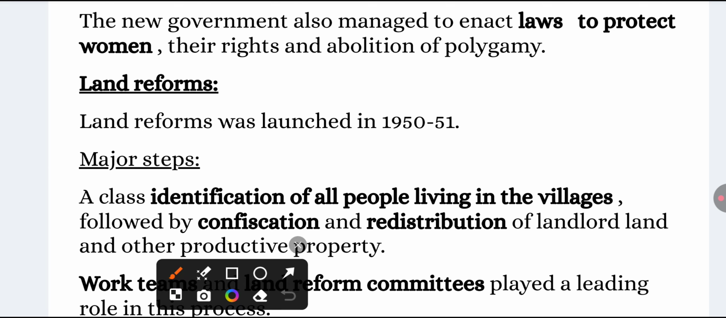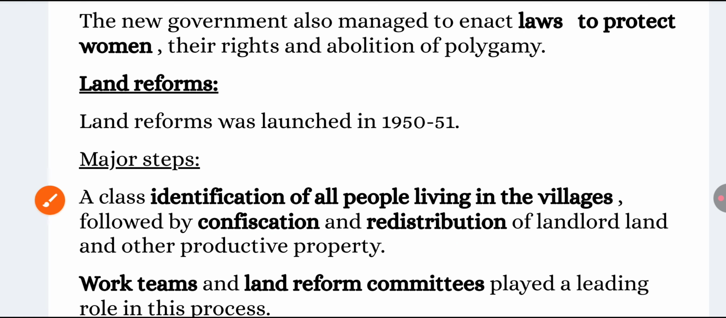Confiscation means the government should occupy the landlord's land, and it will be redistributed to the landless people.